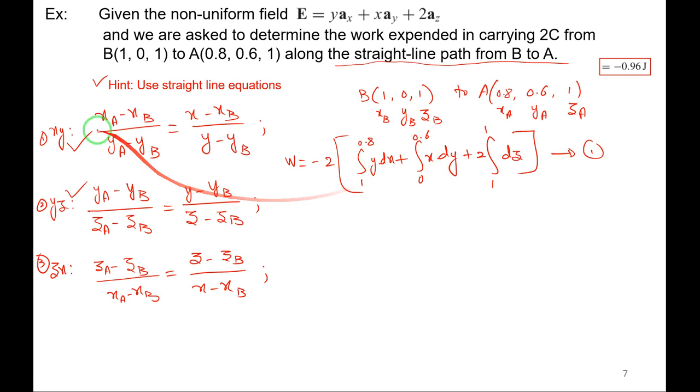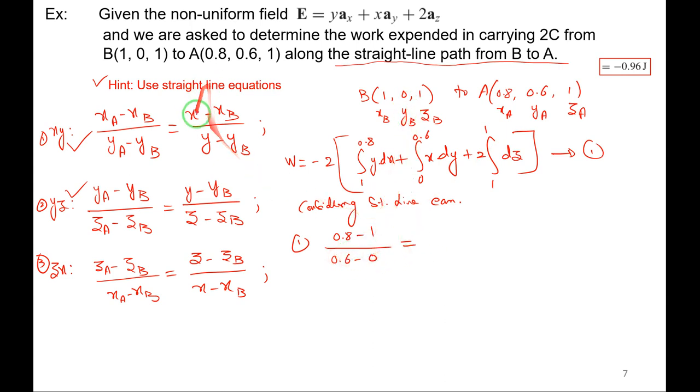But here I will take the first set of straight line equations. Considering the first straight line equation, xa minus xb: what is xa? 0.8 minus xb, which is 1, divided by ya minus yb. Ya is 0.6 and yb is 0. That is equal to x minus xb, where xb is 1, divided by y minus yb, where yb is 0.